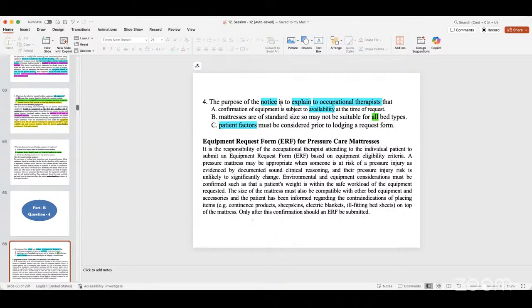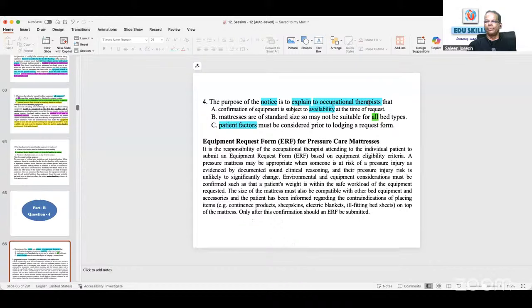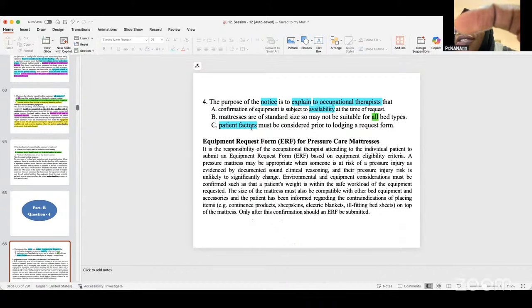It's speaking about what was the purpose of the notice: to explain to occupational therapists. Okay, what is it explaining? Confirmation of equipment is subject to availability at the time of request. Mattresses are of standard size, so may not be suitable for all bed types. Patient factors must be considered prior to lodging a request form.